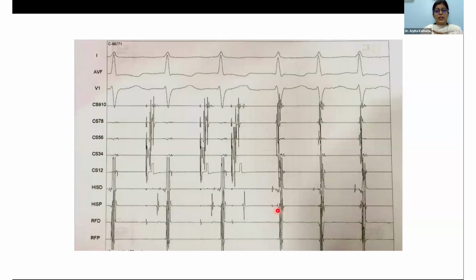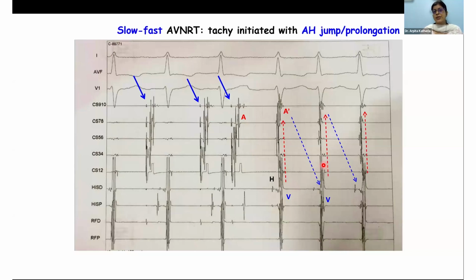Another example. Here we are pacing the atria, drive chain followed by an extra stimulus. We have an A wave followed by an H deflection and a V wave. Again, we can see the impulse is traveling antegradely through the slow pathway and retrogradely going to the fast pathway. So this is shorter. Again, generating an echo beat, and now this induces a tachycardia. We have a sustained tachycardia going antegradely down the slow pathway and retrogradely up the fast pathway. This is what is known as slow-fast AVNRT, initiated with an AH prolongation or jump.